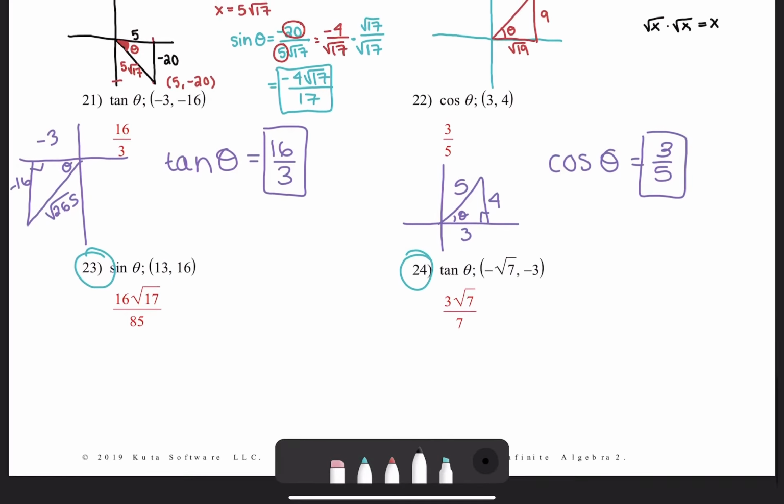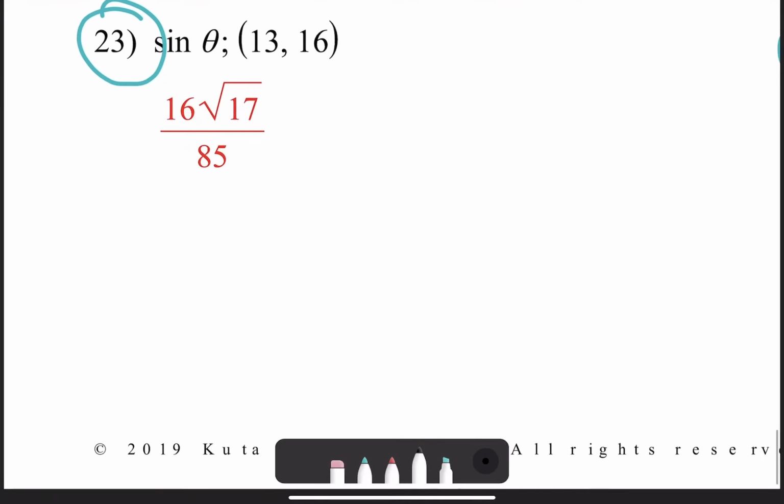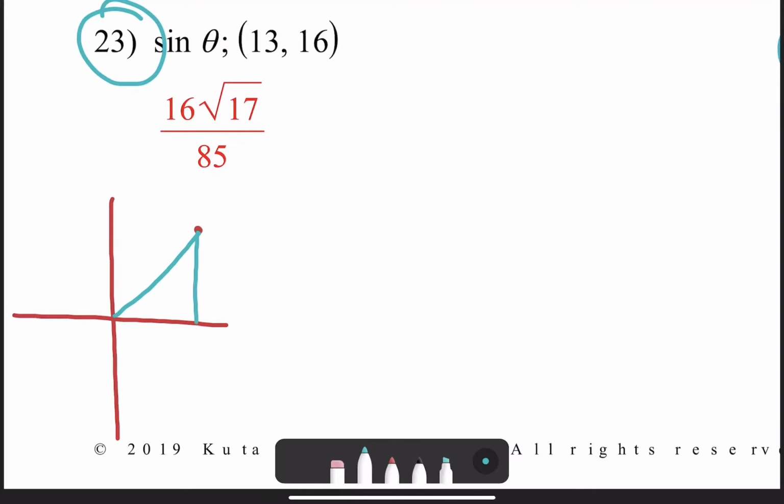And maybe we'll try 2 more. So in this next problem, we want to figure out sine of theta, and we've got a positive x and a positive y. So if we have a positive x and a positive y, we know we're in this quadrant. So let's draw our triangle. Here's our triangle, here's theta. So our x value is 13 and our y value is 16.